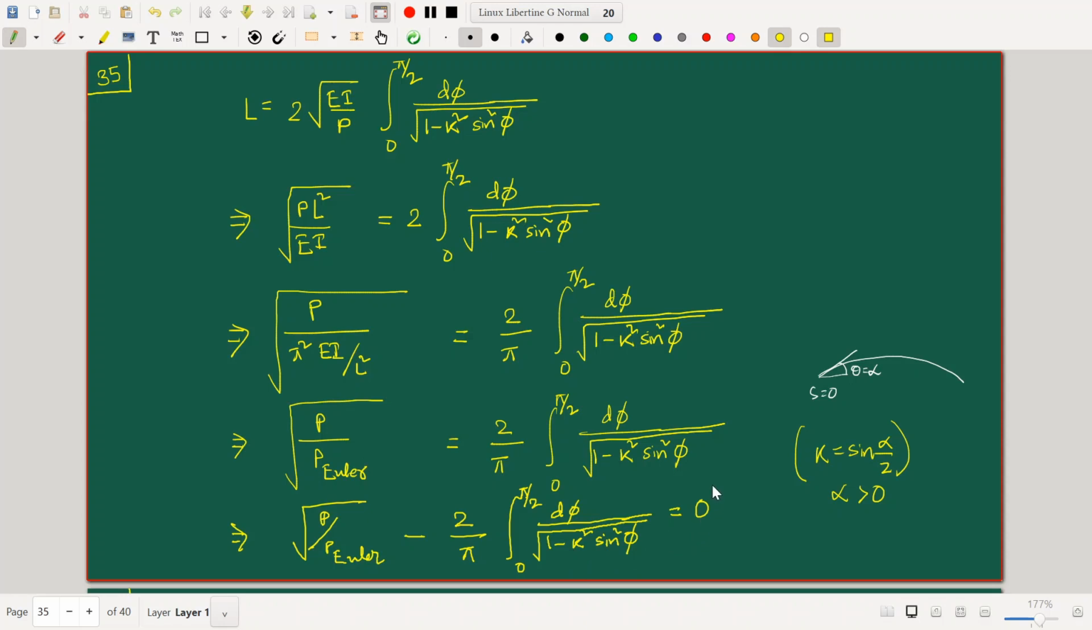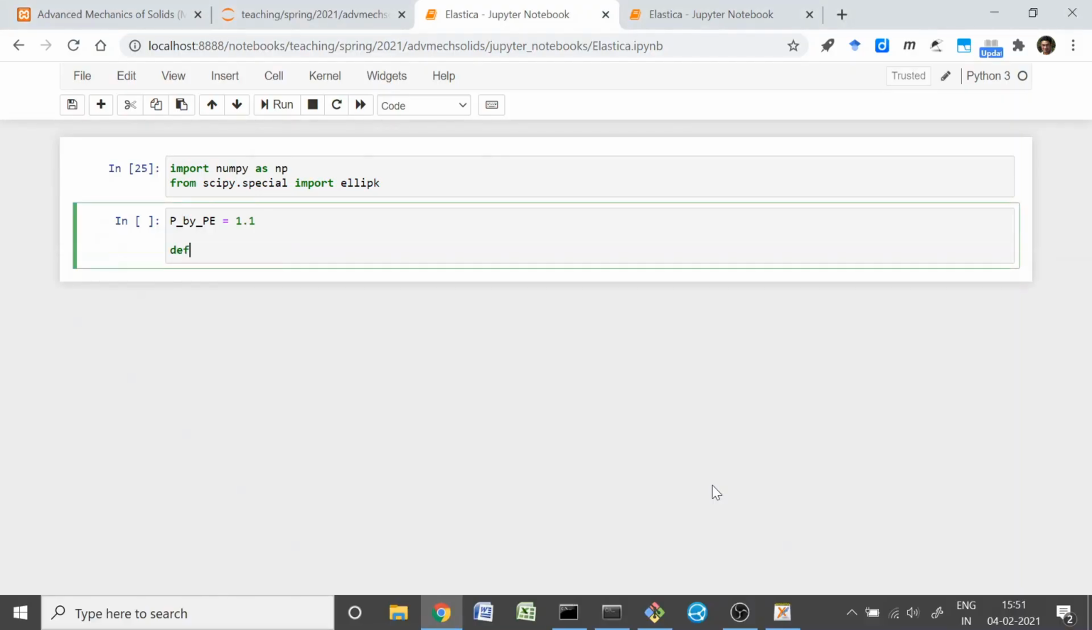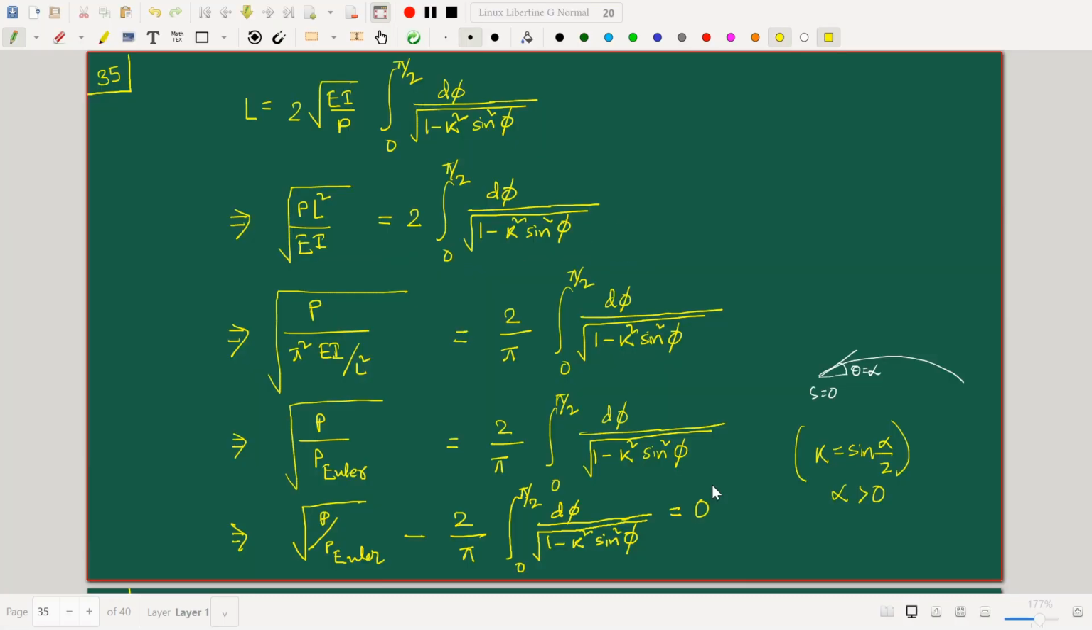Now let's see how we can actually implement this idea in symbolic Python. So the first thing that we are going to do is define a function. We can give it any arbitrary name, so we'll just call it Elastica function. The only parameter which it will take as input is the value k. So for different values of k, it is going to give me different values. Okay, so I want to set this thing up as square root of p by p Euler.